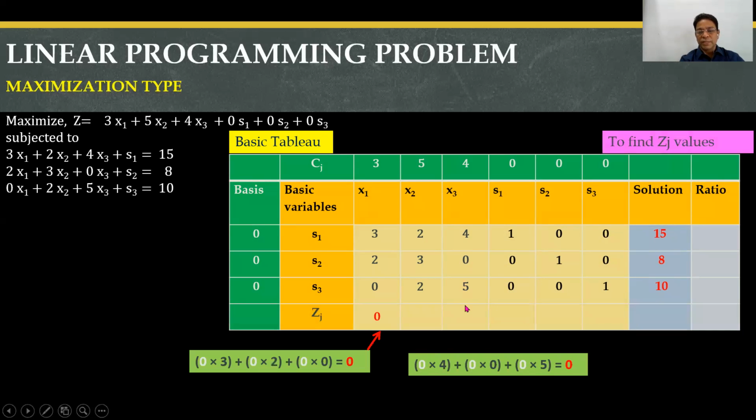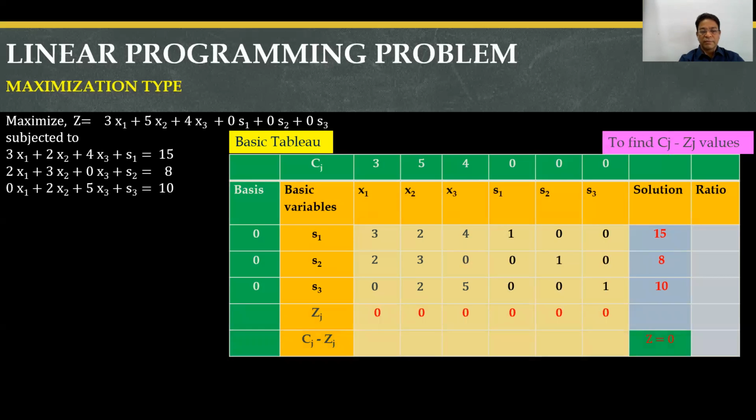Similarly, if I want to obtain it for this x3 column, it will be 0 into 4, plus 0 into 0, plus 0 into 5. That will give us 0. Now, since we have these zeros here, and every time we are multiplying these values by 0, we'll always get 0 in the Zj row in the first basic tableau. So we have got these Zj values. Now you remember the next step is to find Cj minus Zj. So let us calculate this Cj minus Zj. So 3 minus 0 will give us 3. Then 5 minus 0 will give us 5, and so on.